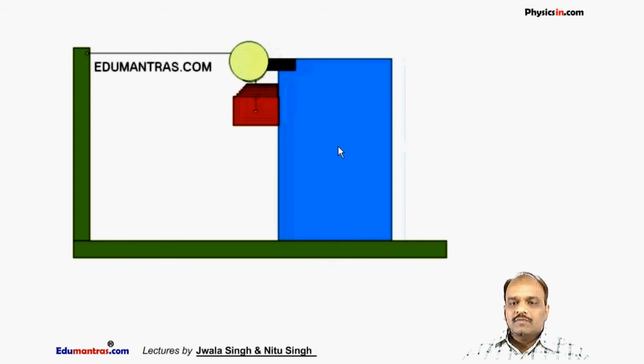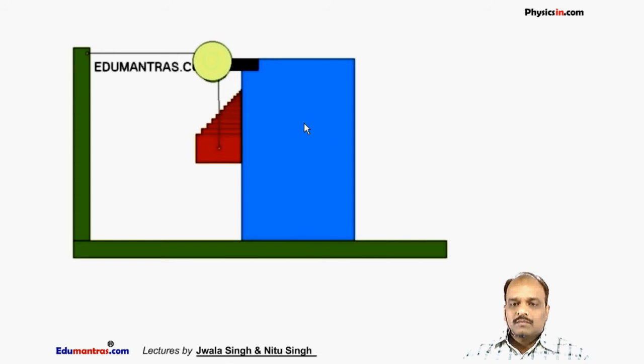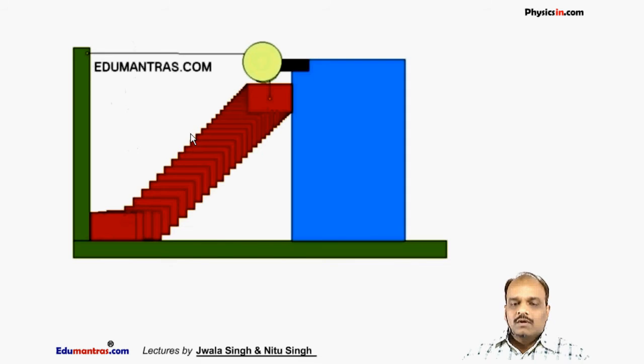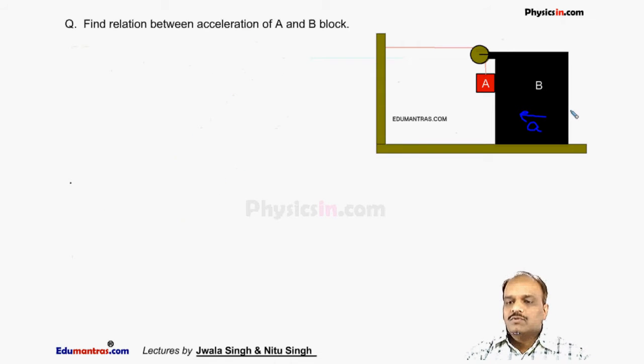Now if we trace the path, this is the motion of block A. With respect to the ground, block A is going like this. It is moving horizontally as well as vertically. So after seeing this video, it is quite easy. As we have seen, block A is moving along this line.